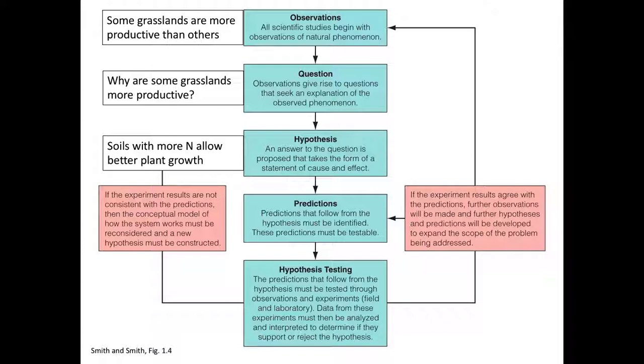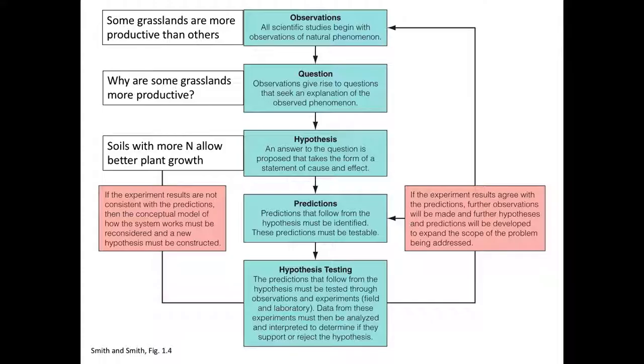Soils with more nutrients, more nitrogen allow for better plant growth. Critically, this is a hypothesis that's posed in the form of cause and effect. More nitrogen, potential cause, allows for better plant growth. From that hypothesis, we can then make a prediction. So let's say a prediction could be that if we add more N, add more nitrogen to a soil, we should see more growth. It's testable.